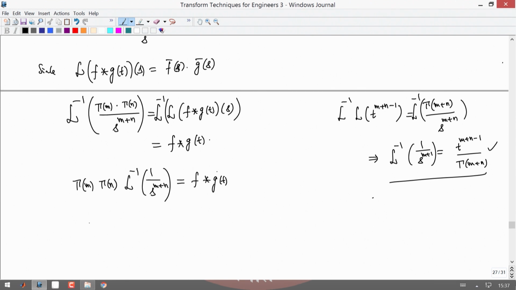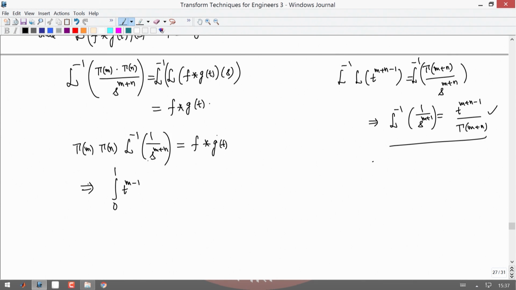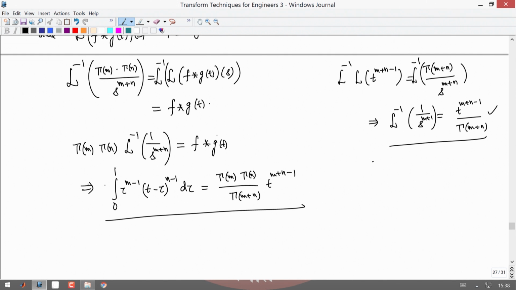So, if you use it here, what you get is the left hand side integral 0 to t of tau power m minus 1, that is your f of tau, and g of t minus tau, so we are using convolution, which is t minus tau to the power n minus 1 d tau. That is the left hand side, which is equal to gamma m gamma n divided by gamma m plus n times t power m plus n minus 1. So, this is the relation that works for every t.